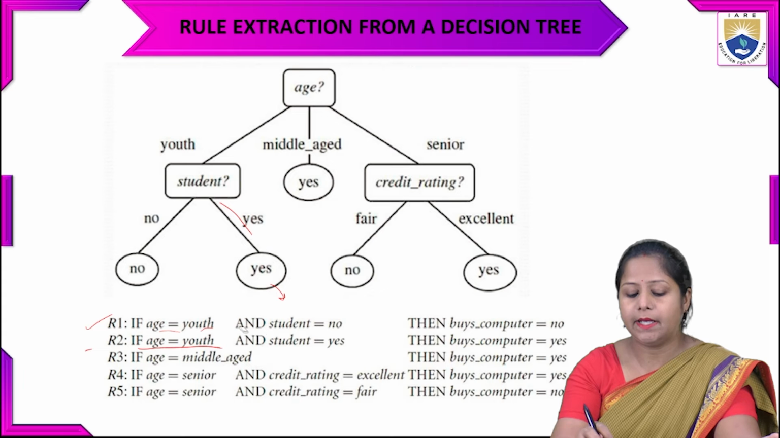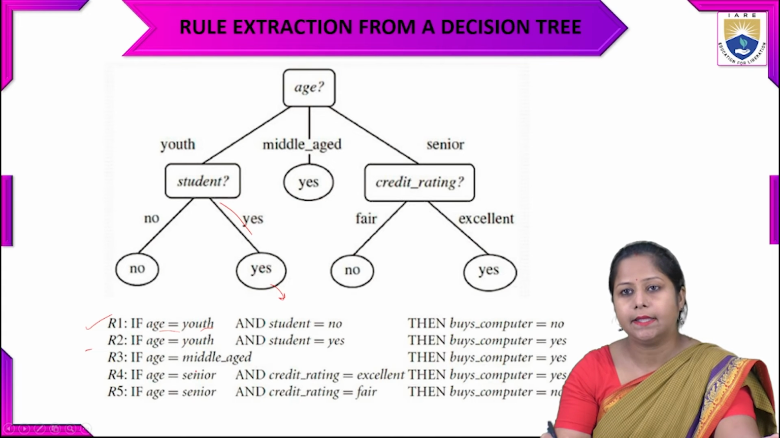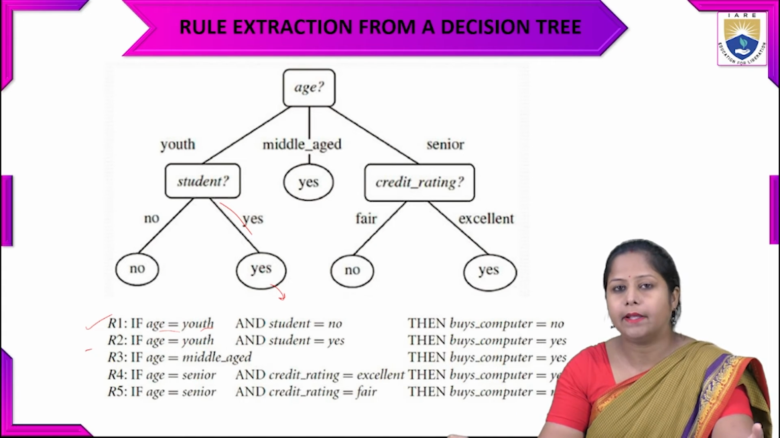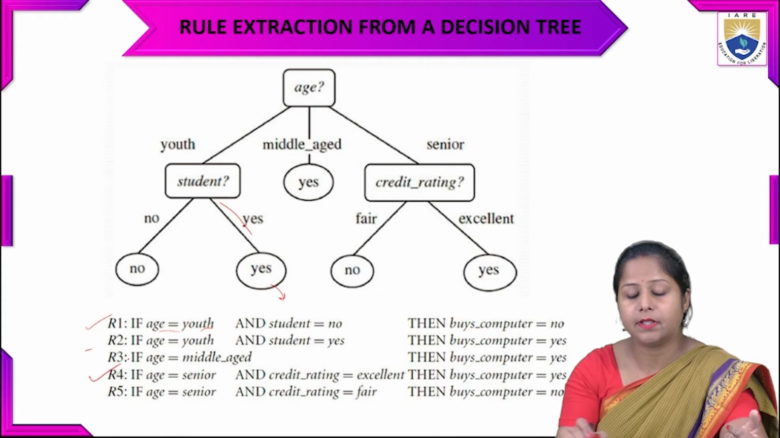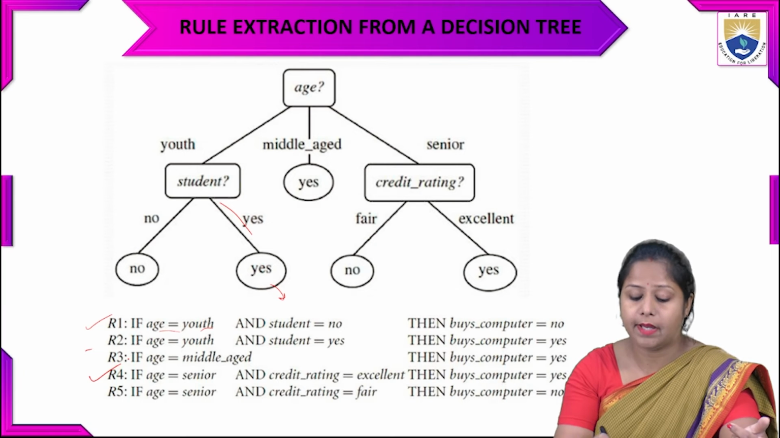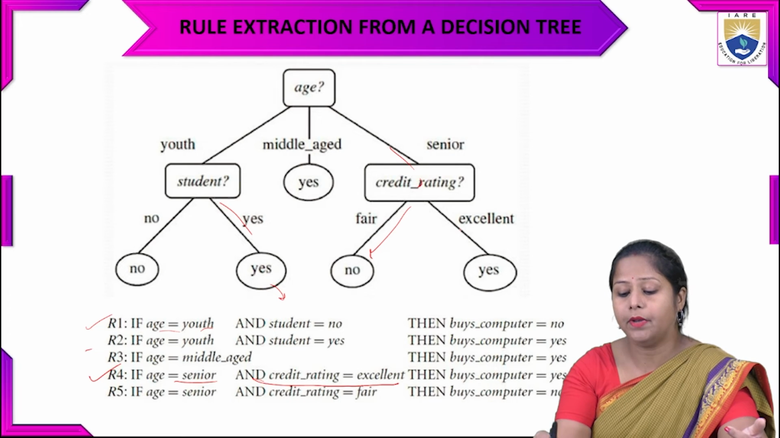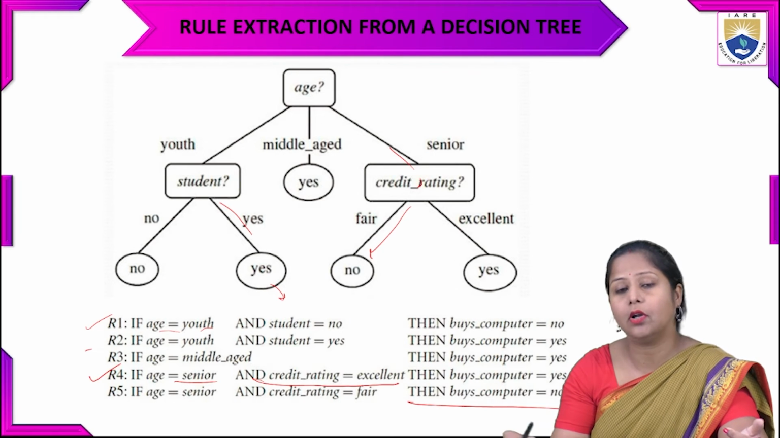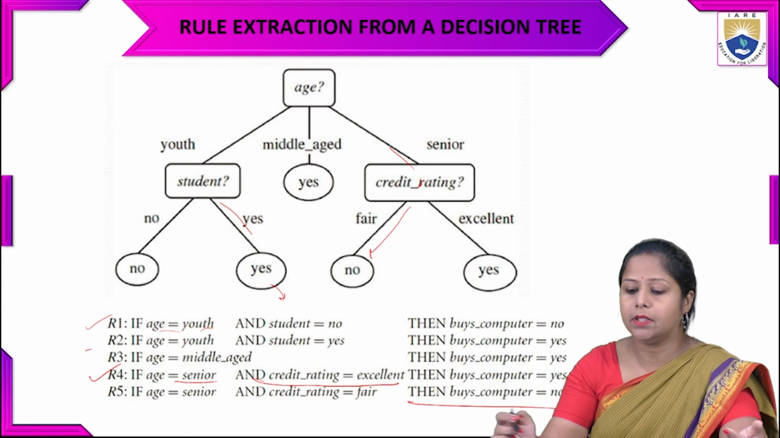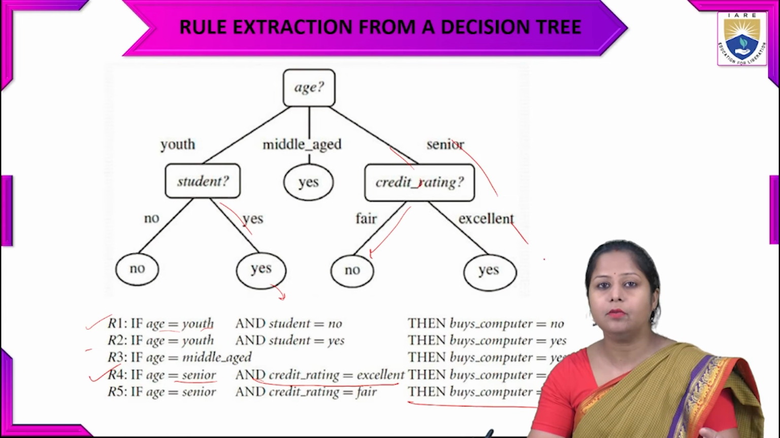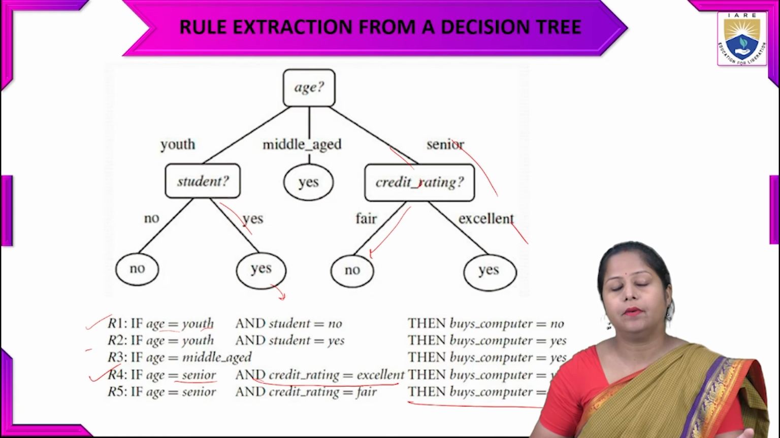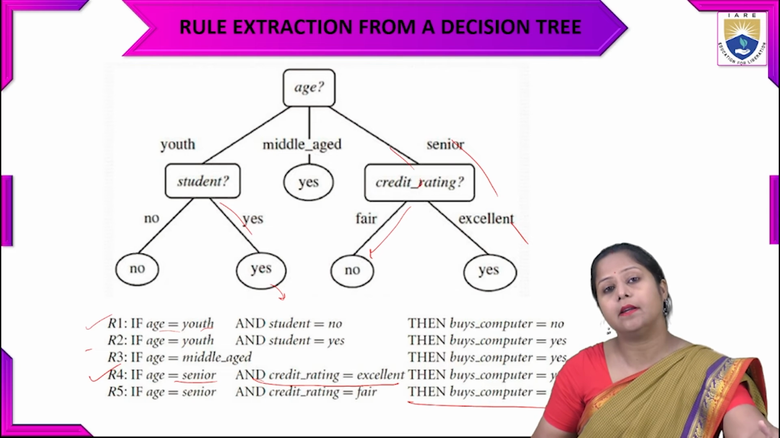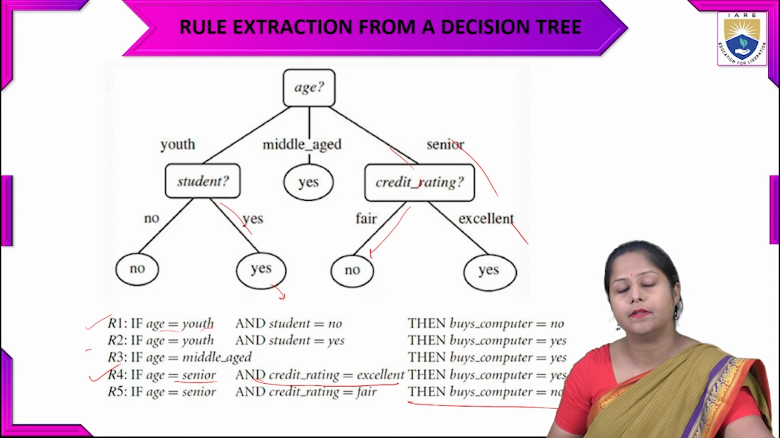Like this, the middle age will be there. If age is equal to middle age, then he is going to buy the computer. For the R4 rule, the fourth rule, if age is equal to senior and credit rating is fair, he is not going to buy the computer. Like this, if it is senior and excellent, he is going to buy the computer. So this is an easy to understand process and set of rules for a decision tree. For a larger decision tree, we can write the rules and understand easily.